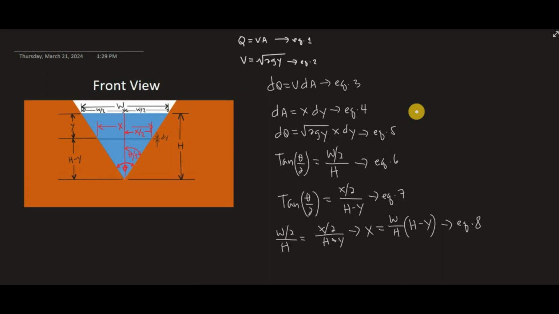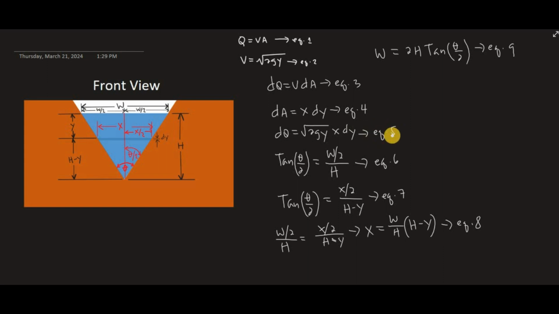Okay, and we also need to solve for the value of w in equation 6, because we also need it later for the derivation of our final formula. So, solving for w in equation 6, we obtain the following: w is equal to 2h tangent theta over 2. And let's label this as equation 9.